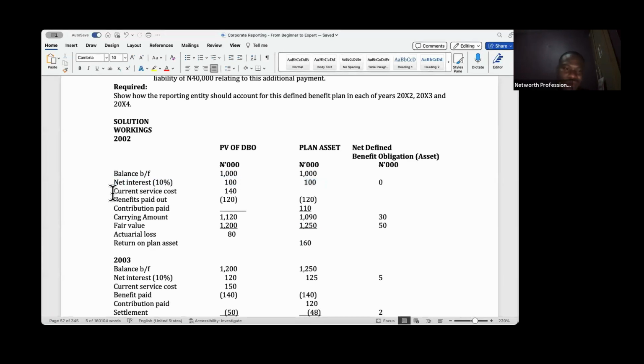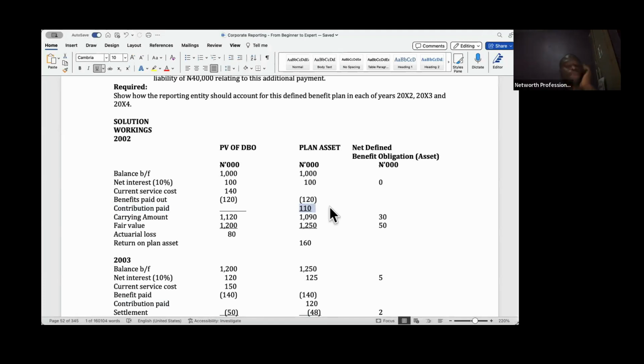And you just need to know current service cost is going to increase your obligation. You need to remember that benefit paid out is going to reduce your obligation and your assets. And you need to remember that contribution paid should be added to your plan assets. You will always find these three in the exam, always. So at least just know how to deal with current service costs that will be added to your obligation, benefits that will be taken out from your obligation and assets, and contribution that will be added to your assets. I mean, that is a sure mark for you in the exam.